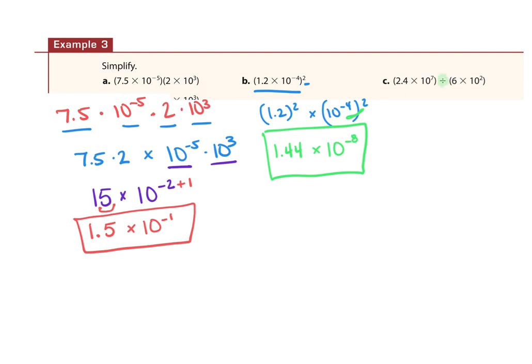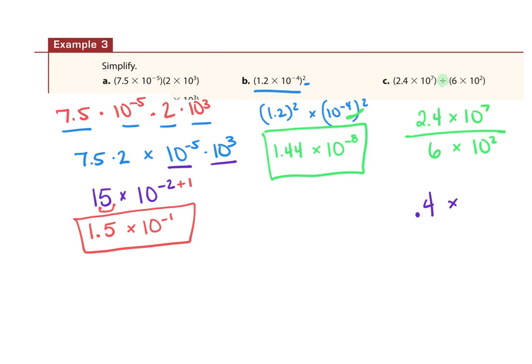So another way to look at this one is to say 2.4 times 10 to the 7th divided by 6 times 10 to the 2nd. I can just divide my numbers and divide my bases. 24 divided by 6 is what? What's 24 divided by 4? So what is 2.4 divided by 6? It's going to be 0.4. All right? I am dividing like bases.